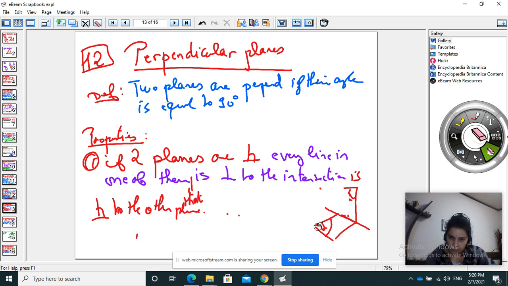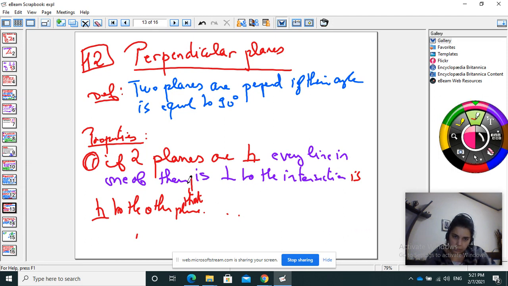So, if I have two perpendicular planes, those are two perpendicular planes. You can see it like this. Let me do it like this, it's easier. Any line in the first plane, this line here, perpendicular to the intersection, is perpendicular to the other plane. So any line in the first plane perpendicular to the intersection is perpendicular to the other plane.